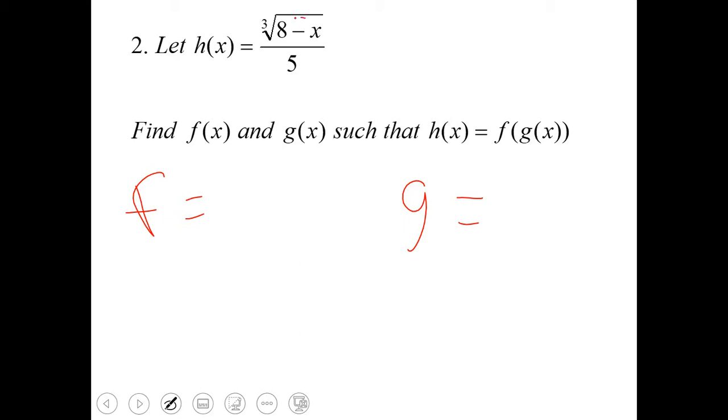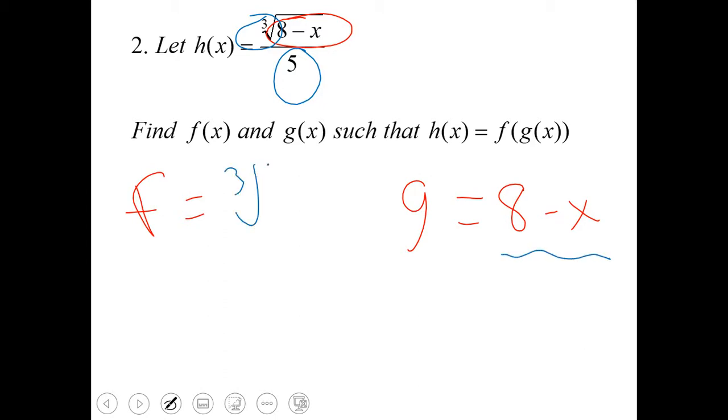So if I look for the most inside function, I see an 8 minus x. So I'm going to make 8 minus x be my inside function. And then I need to decide, well, what happened to it? If I go back and look, two things actually happened. The cube root was taken, and there was a divided by 5. So this 8 minus x has to go into a variable. So that's the cube root of x. How do you say divided by 5? Well, you simply do divided by 5.